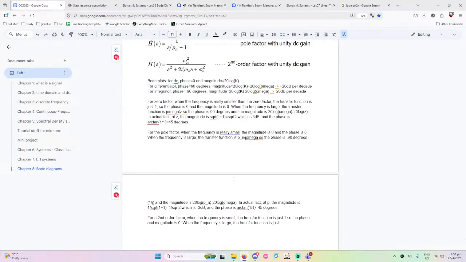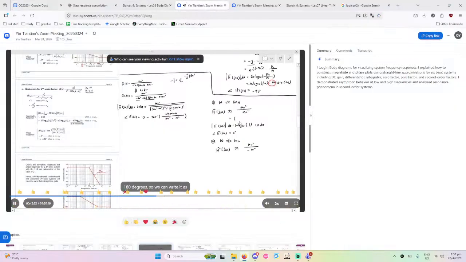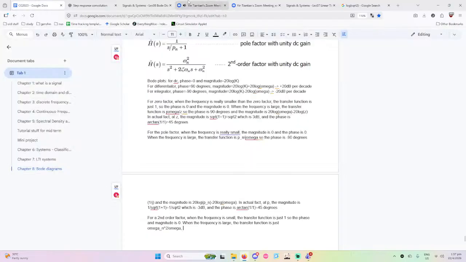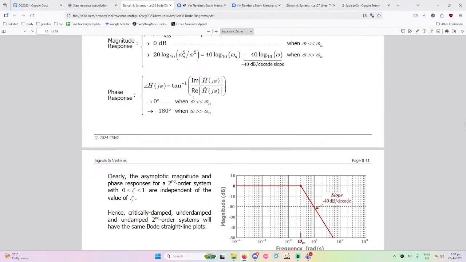So in this case, the frequency response will be equal to omega n squared divided by minus omega squared. So here we will have minus 1. For minus 1, it is actually equal to e to the power of plus or minus j 180 degrees. But here we choose the phase to be negative. So here we will use minus 1 equal to e to the power of minus j 180 degrees. So we can write it as omega n squared divided by omega squared multiplied by e to the power of minus j 180 degrees.